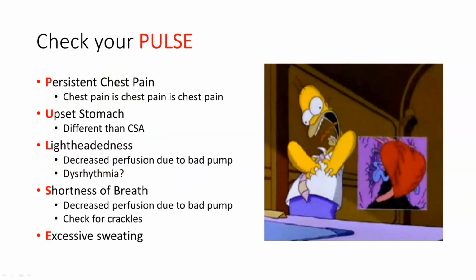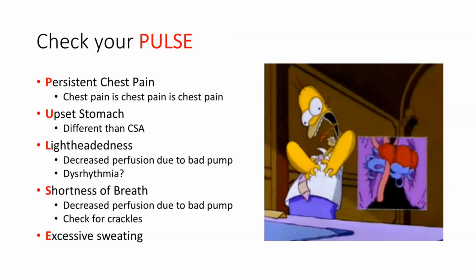A couple of things we can use to identify this information: you want to check your pulse, right? It's persistent chest pain, upset stomach, lightheadedness, shortness of breath, and then you throw in that excessive sweating.